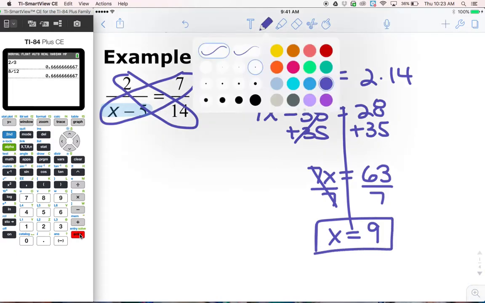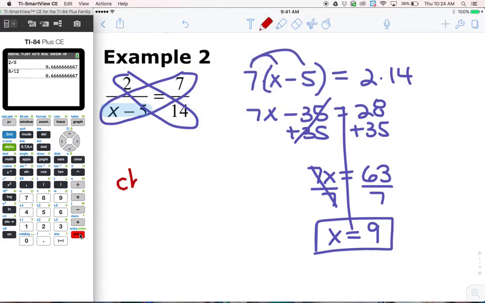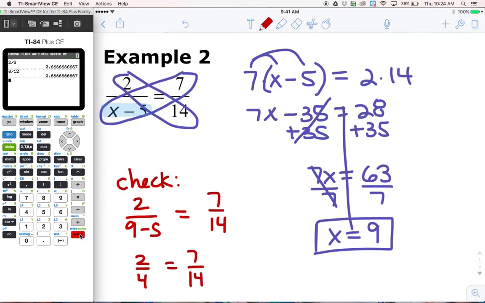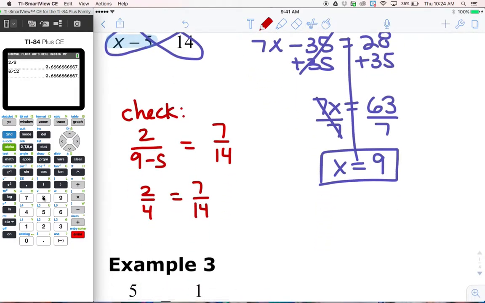Okay, like always, we got to make sure that we're checking. So I'm going to say check. And we're going to say 2 divided by x, which I think is 9 minus 5, is supposed to be equal to 7 over 14. So really this is 2 over 4 is supposed to be equal to 7 over 14. Well, hopefully you realize that both of those are just 1/2, but let's pretend like we're just using our calculator to check. So we're going to do 2 divided by 4. We're going to get 0.5. Okay, and on the next side we can do 7 divided by 14, and we also get 0.5. So we know that we are correct.